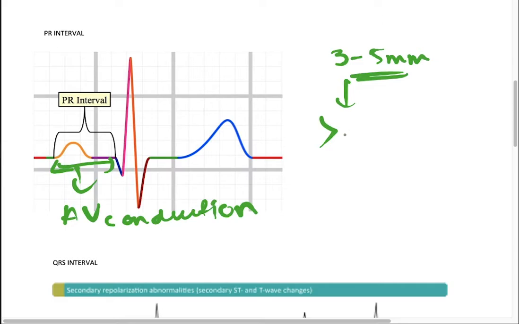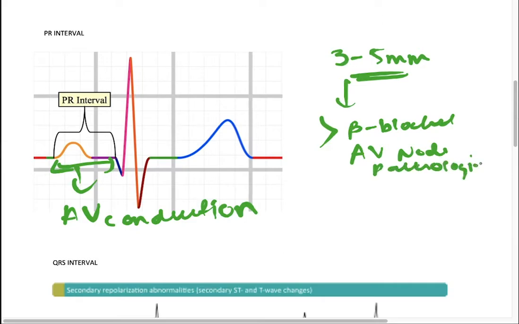Suppose this PR interval is less than 3 to 5 mm, then we suspect something else. So more means beta blockers, AV node pathologies, right? And hyperkalemia.